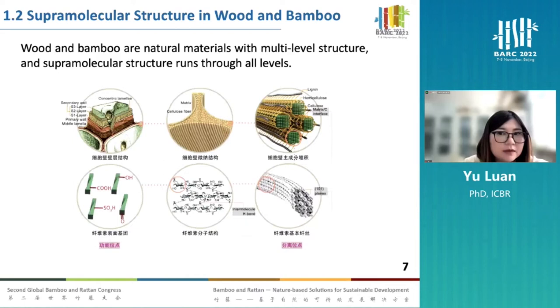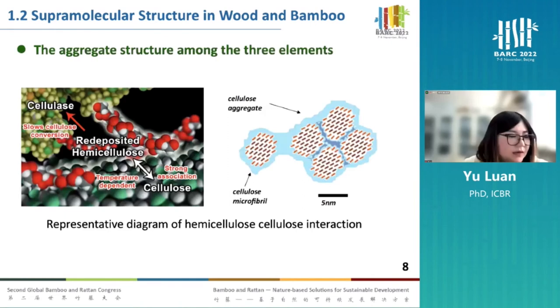Its entire supramolecular structure runs through multiple hierarchical structures: the cell wall layer and the micro-nano scale aggregates. From the molecular level of components, the molecular chains of cellulose are tightly assembled through van der Waals force and strong hydrogen bonds. This basic element with a transverse size of 3 to 5 nanometers is formed.